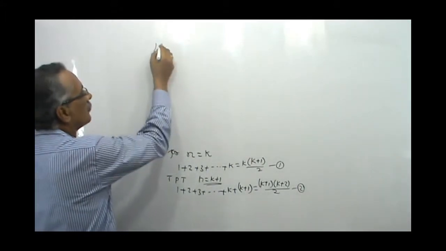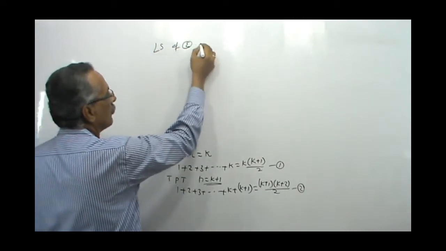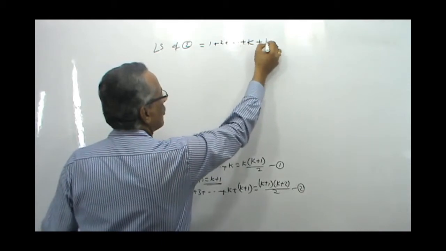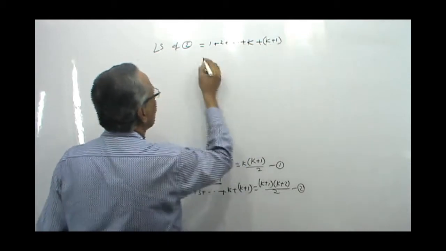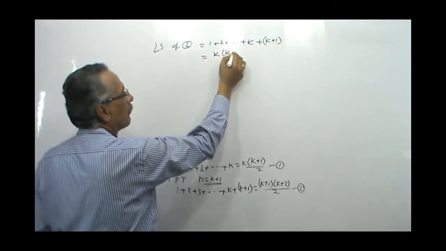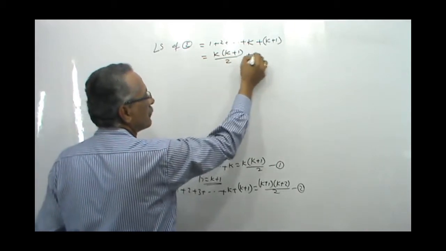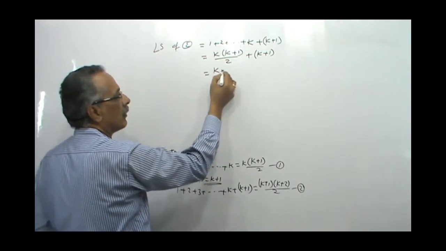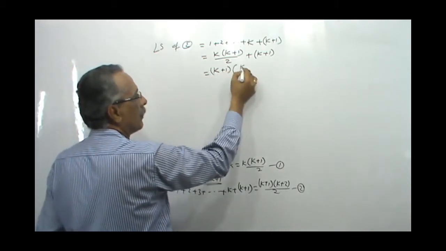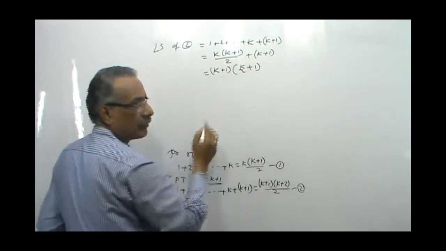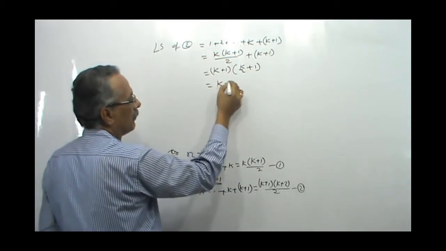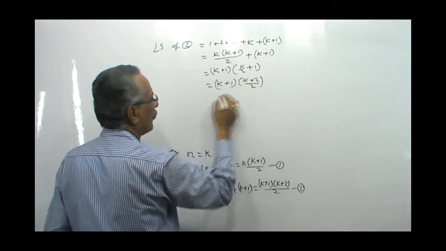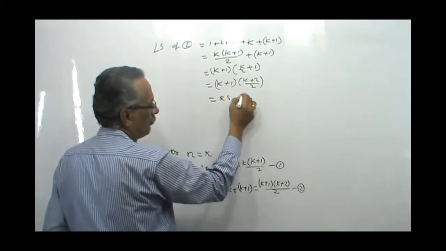We take the left side of 2, that is 1 plus 2 plus etc. plus k plus 1. That is equal to k into k plus 1 by 2 plus k plus 1. We take k plus 1 common. K plus 1 into k by 2 plus 1. Take LCM and simplify. K plus 1 into k plus 2 by 2. That's the right side of 2.